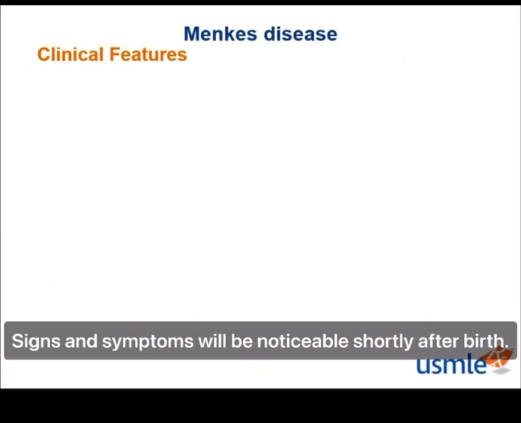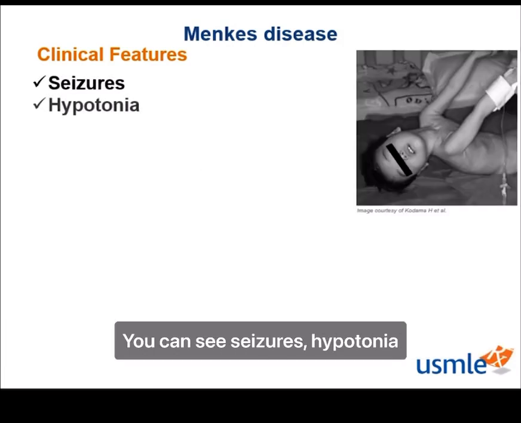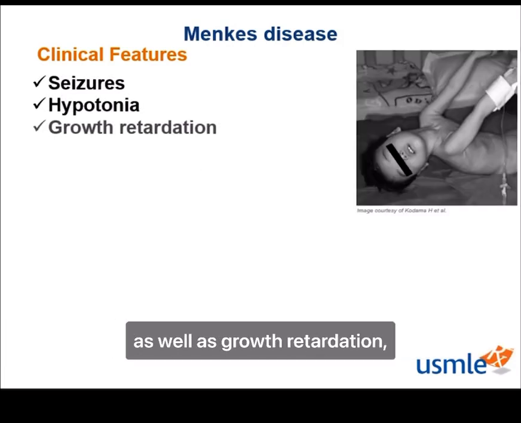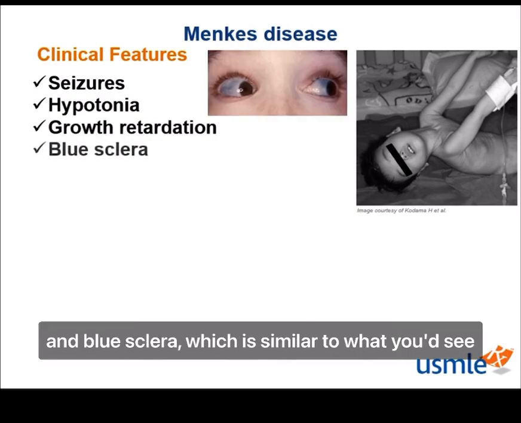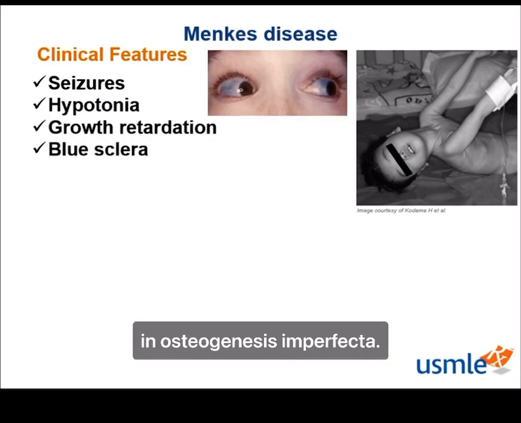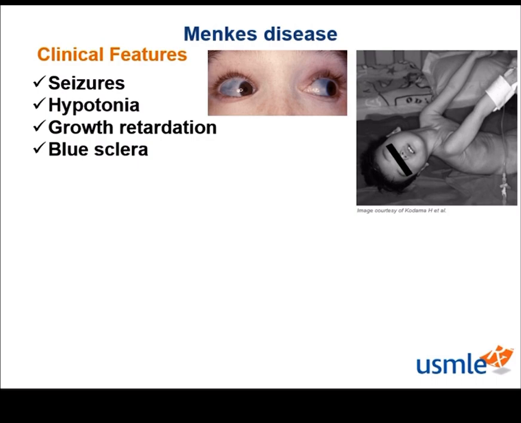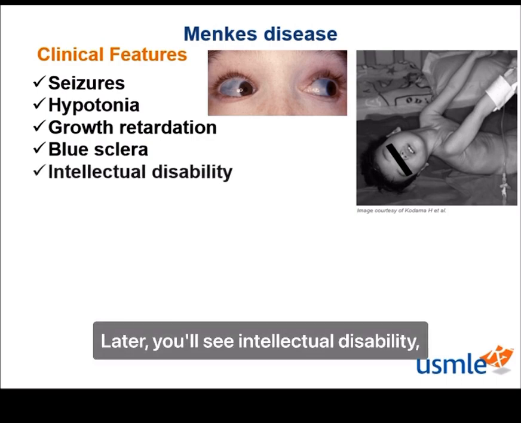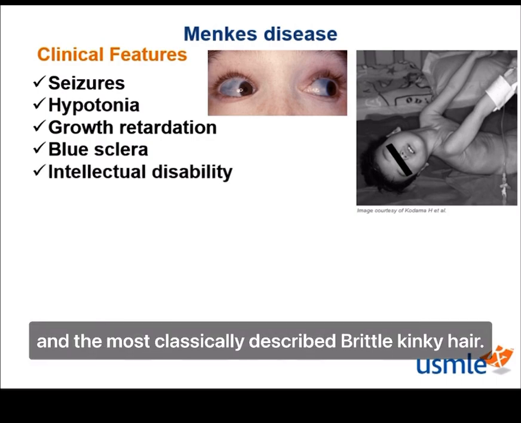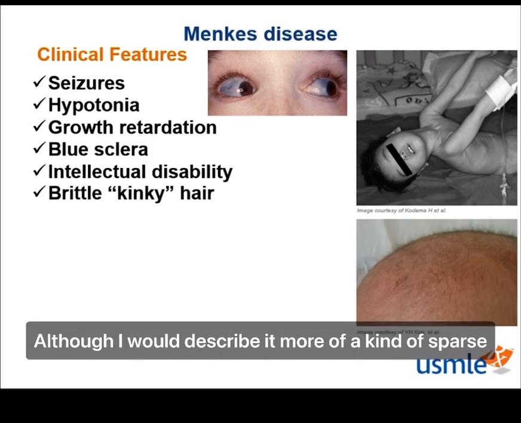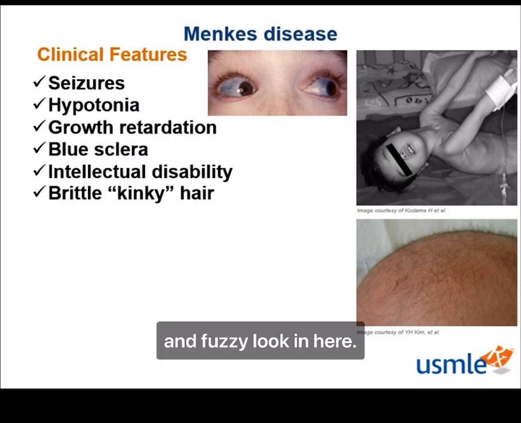Signs and symptoms will be noticeable shortly after birth. You can see seizures, hypotonia, as well as growth retardation and blue sclera, which is similar to what you'd see in osteogenesis imperfecta. Later you'll see intellectual disability and the most classically described brittle kinky hair, although I would describe it more as sparse and fuzzy looking hair.